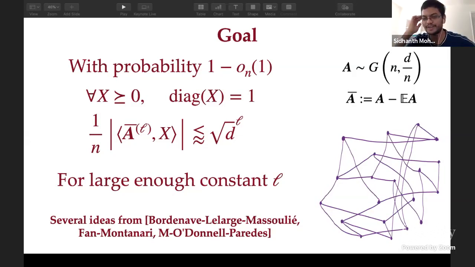Right. So we wanted to prove this bound on the SDP value of square root d to the L. Before I move on, I want to point out that several of these ideas are inspired by previous papers, namely one by Bordenave, Lelarge, and Massoulié, a paper by Fan and Montanari, and also some joint work with Ryan O'Donnell and Pedro Paredes. But the main technical challenge here is getting the statement to work for L being a large constant, whereas these previous works can only get such a statement to work for L being something like log squared n.